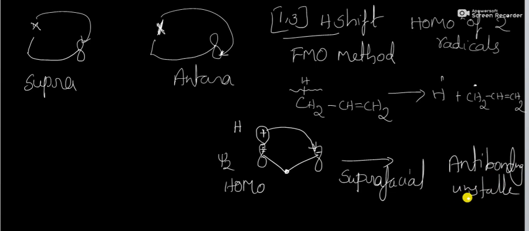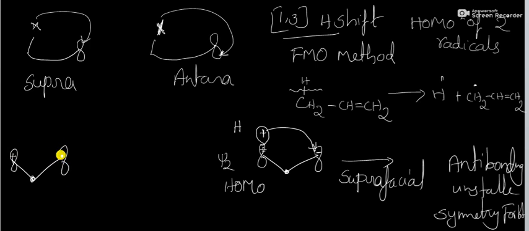So there is no bond formation and it is symmetry forbidden. So 1,3 hydrogen shift in the presence of heat undergoing suprafacial migration is symmetry forbidden. Then what about antarafacial migration? Same system, psi 2 plus node minus. We have to represent only terminal lobes.